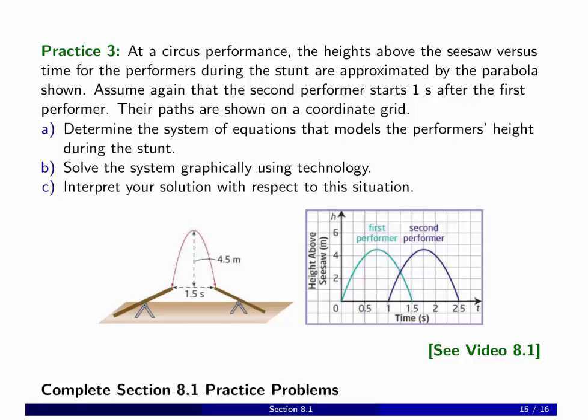Same type of question. At a circus performance, the heights above the seesaw versus time of the performance during the stunt are approximated by the parabola shown. Assume again that the second performer starts 1 second after the first performer. Their path is shown on a coordinate grid. So it's really the same question, with different numbers here. I'm going to walk you through how to do this using this graph.